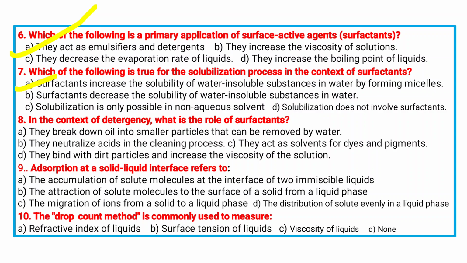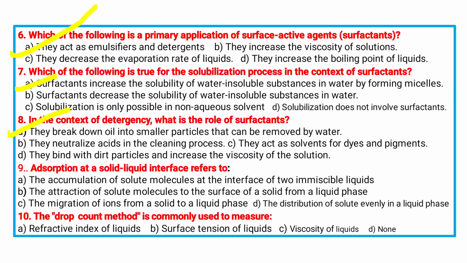Next, in context of detergency, what is the role of surfactant? A, they break down oil into smaller particles that can be removed by water. B, they neutralize acid in cleaning process. C, they act as a solvent for dyes and pigments. D, they bind with dirt particles and increase the viscosity of solution. So first, detergent breaks down oil into smaller particles that can be removed by water. So option A is the correct answer.